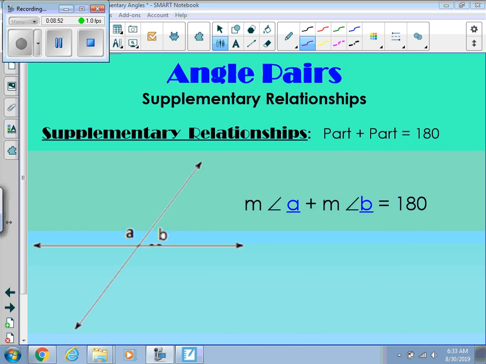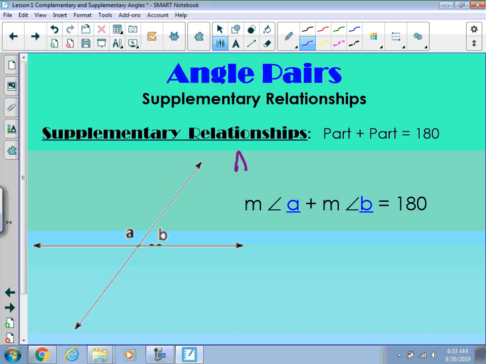Okay, so the next thing we're going to talk about is supplementary angles and their relationship. We're going to add everything here to 180. You're going to get used to adding things to 180 in here. A lot of things have that relationship. So supplementary means they're forming a straight line, at least in this case that we're looking at today. They're forming a straight line because they are 180 degrees.